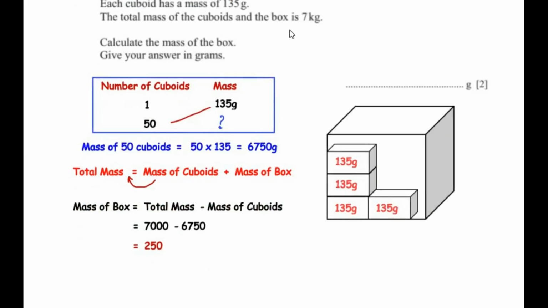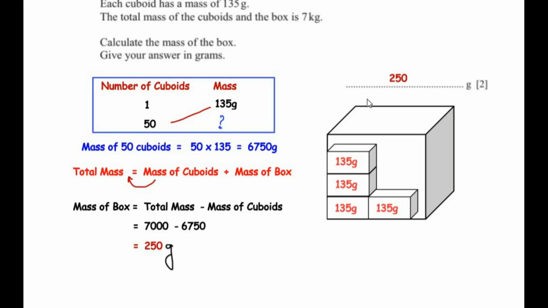Now total mass is given as 7 kilograms. We have converted it into grams. That is 7 times 1000 gives us 7000 minus mass of the 50 cuboids, we got it as 6750. So 7000 minus 6750 gives us the mass of the box as 250 grams. So this is going to be our answer.